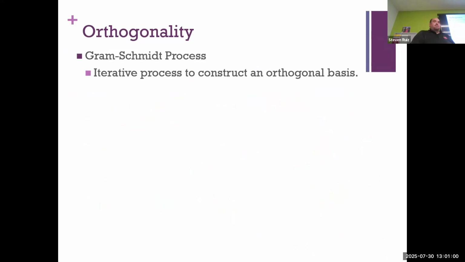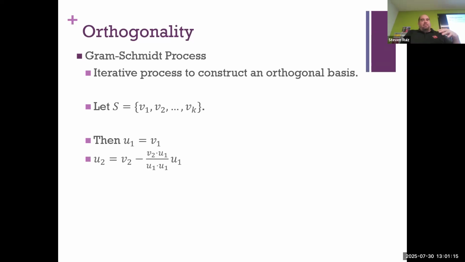If you're given a basis, the way it's written is you take one of the vectors and just accept it as is. Then to construct the next vector, you find the part of V2 that was parallel to U1, which was the majority of our work yesterday. Once you identify that, you can subtract it off of V2, and that gives you U2, which is orthogonal to U1.